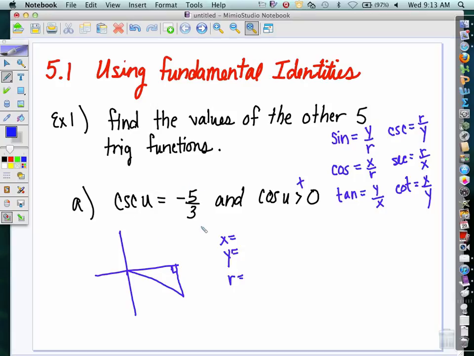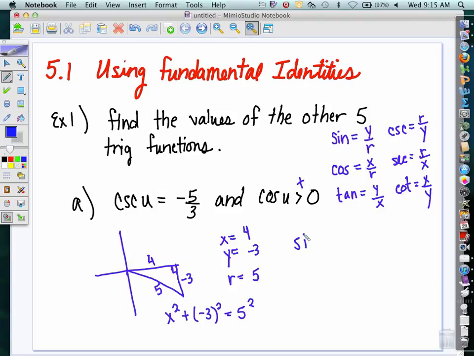If cosecant is negative 5/3, then that tells me my hypotenuse, my r, is 5. The y value is negative 3. You got to make sure that you put the negative with the correct value. And then x would have to be 4, and you can find that 4 from the Pythagorean theorem of x squared plus negative 3 squared equals 5 squared. All right, so x is 4, y is negative 3, and r is 5.